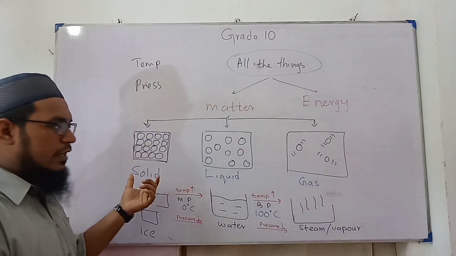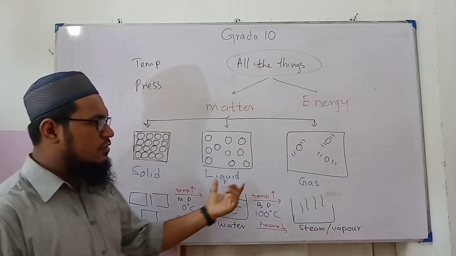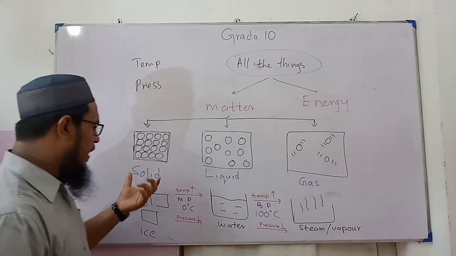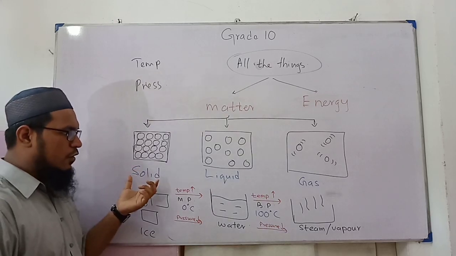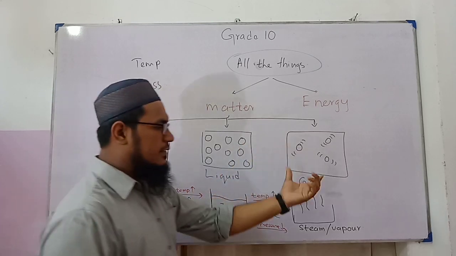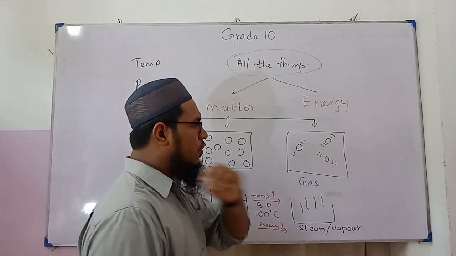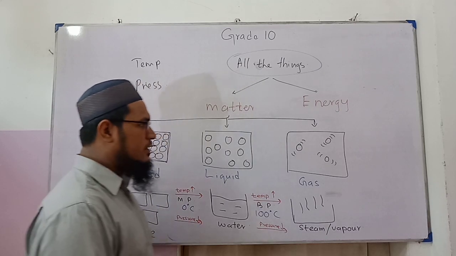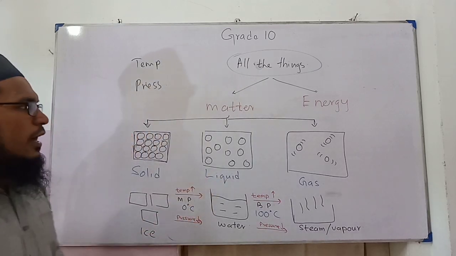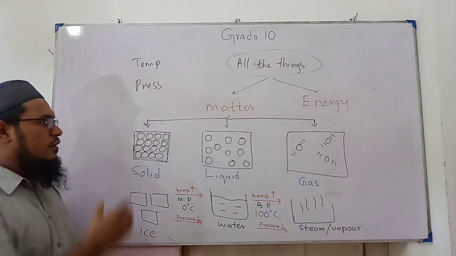Solids, atoms are tightly packed. Liquid, atoms are loosely packed. Gases, the atoms are freely moving. Therefore, solids have a definite shape and a definite volume. Liquids do not have a definite shape, but they have a definite volume. Gases do not have a definite volume and do not have a definite shape. Therefore, in further lessons we will be learning about the other characteristics of matter.